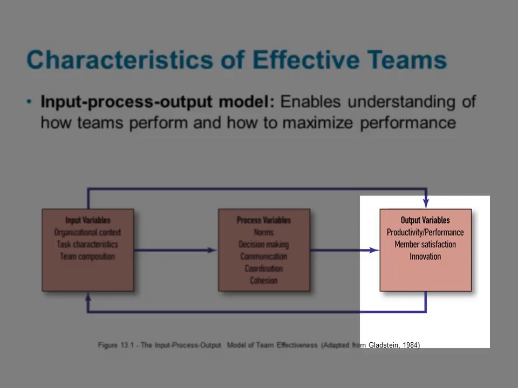Output variables include how the team performs, what it produces, whether members are happy with their membership, and whether the team creates something new or solves a problem.